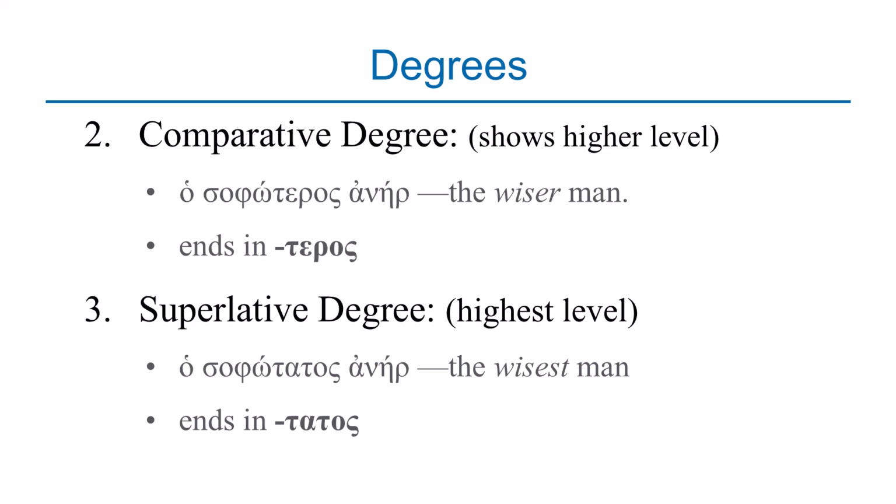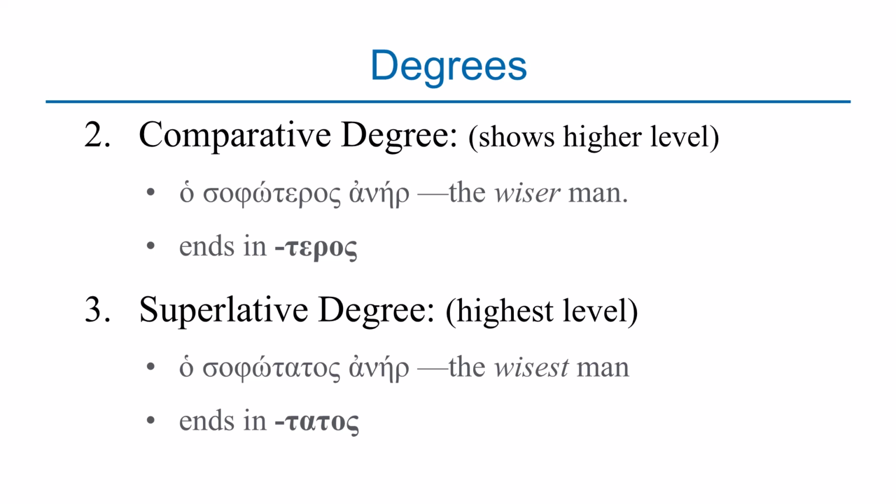Coming to the superlative degree, it is used to show the highest level. When you want to show the greatest or the greater part, you use the superlative degree. For example, you have the phrase, ho sophotatos anea, meaning the wisest man. The wisest man. So this is the highest level that you can get.